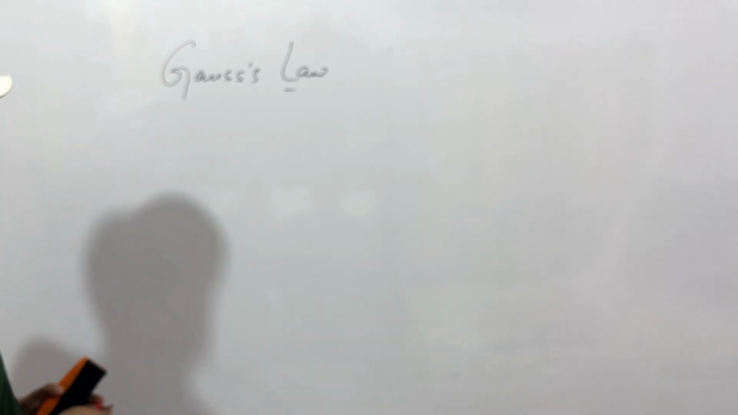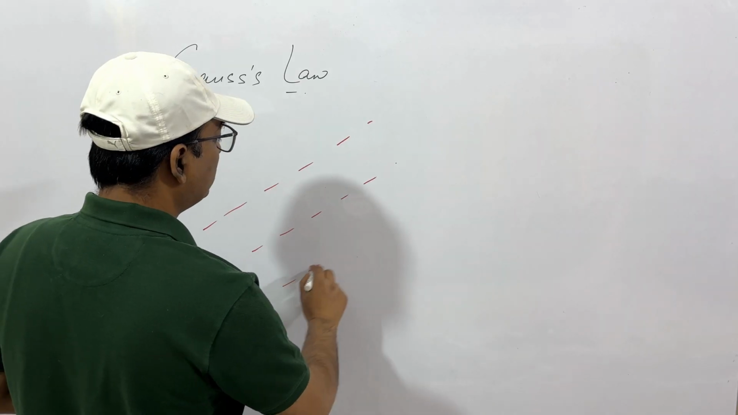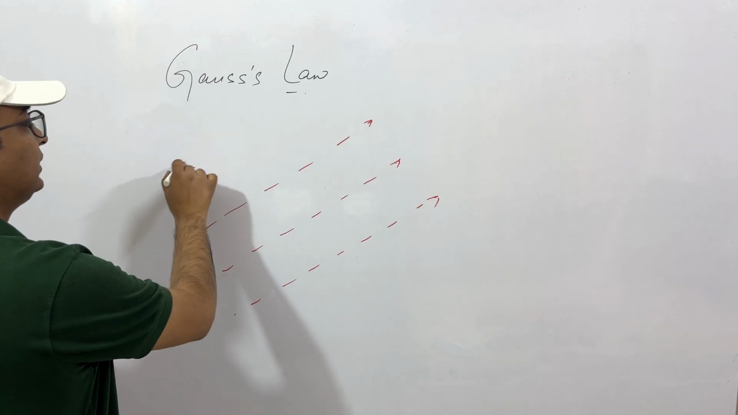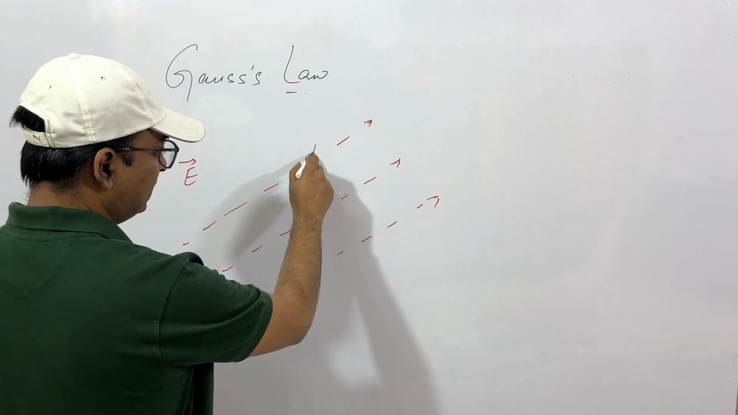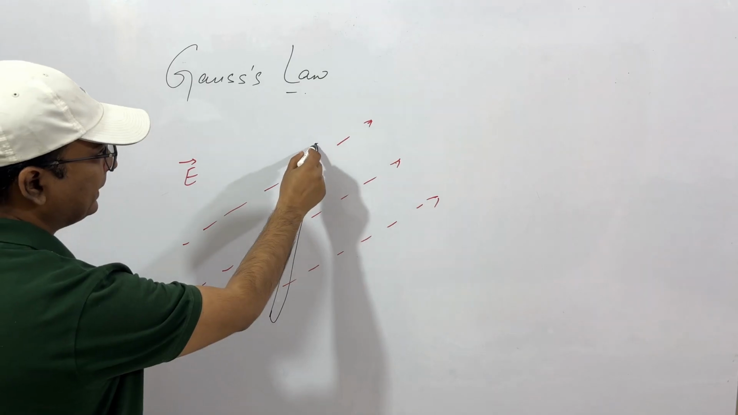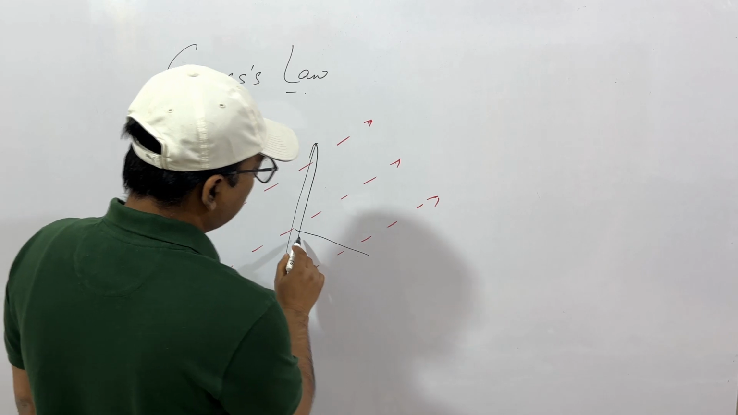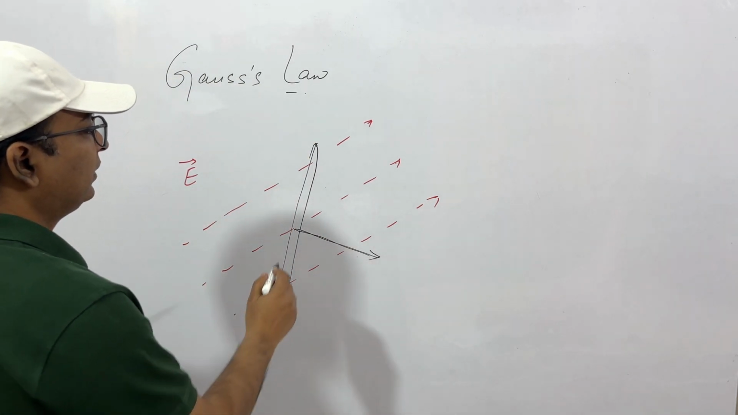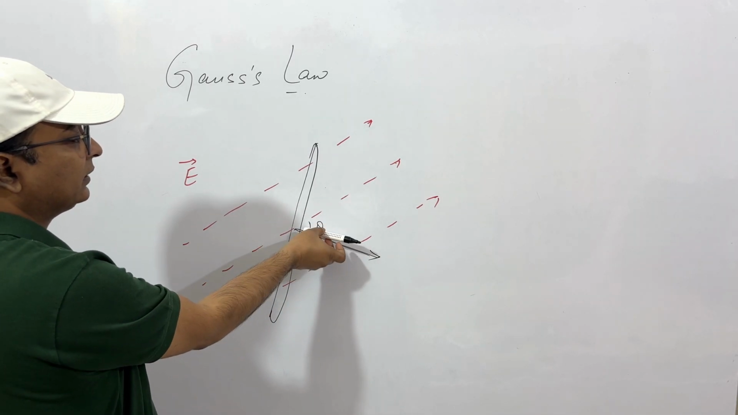Just for a recap, let's say these are the field lines, electric field lines, also called lines of force. These are electric field lines, E. And we have a surface, like this. If we draw a normal to the surface, perpendicular to the plane of the surface, let this angle be theta. So this is E, this is theta.